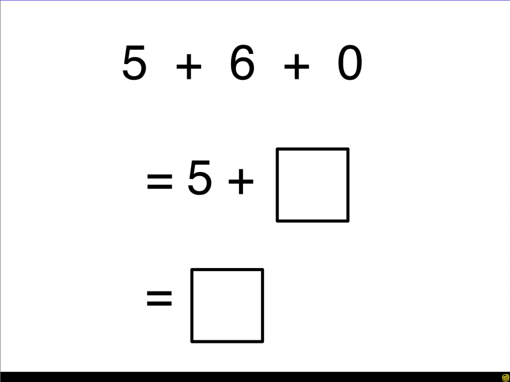Which two numbers make 5? 5 and 0. 5 plus 6 plus 0 is the same as 5 plus 6. I would grab the 6, count 5 more. Makes 11.